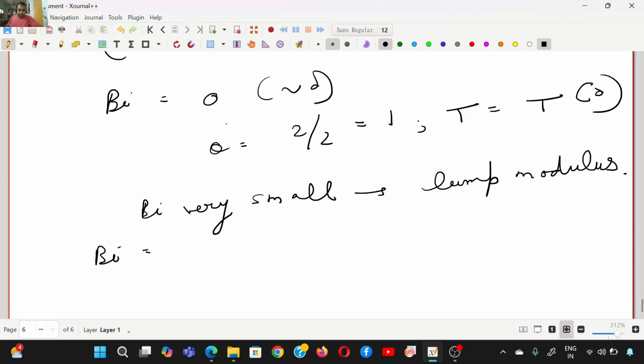When Biot is infinity, theta is equal to 1 minus eta square. This is the other extreme. And all other cases of Biot number are in between these two extremes.